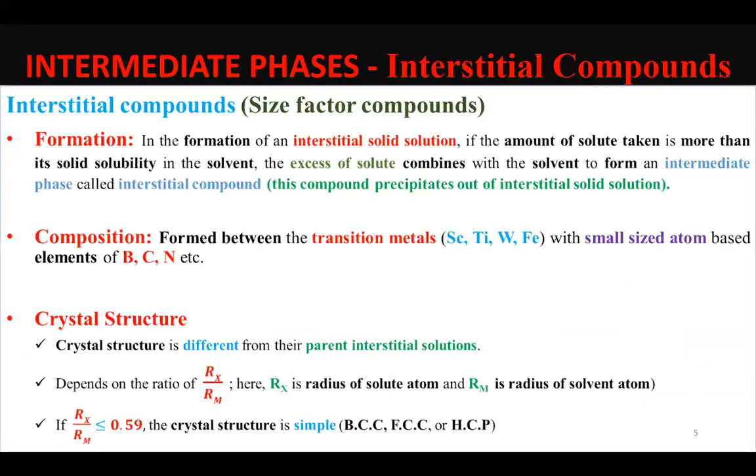Okay, now these intermediate phases, as the flow diagram was showing, are of three main types. Let's discuss the first type, which is called interstitial compounds or size factor compounds. Now students, this type of an intermediate phase will get formed if you were trying to form an interstitial solid solution, and in that interstitial solid solution, the amount of solute that had been taken was more than the solid solubility of the solute in the solvent, and then the excess which has precipitated out has formed a chemical compound.